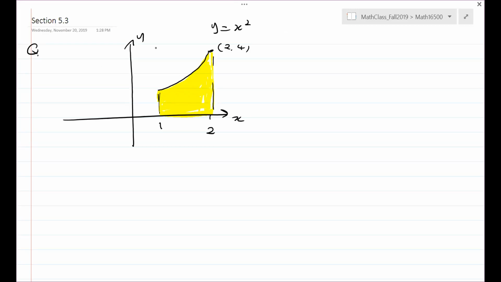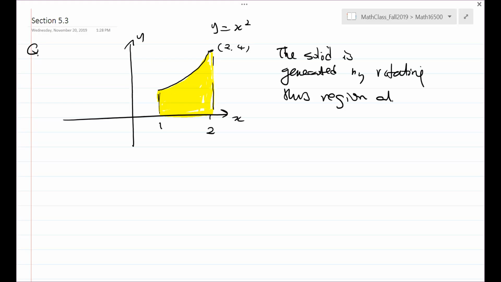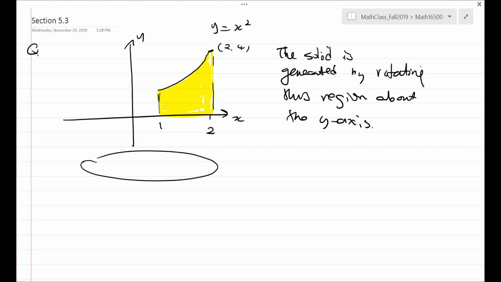So I'm going to rotate this region about the y-axis. So the solid is generated by rotating this region about the y-axis. Okay. So from outside, it looks like a cylinder, right? So what you got is something like that.